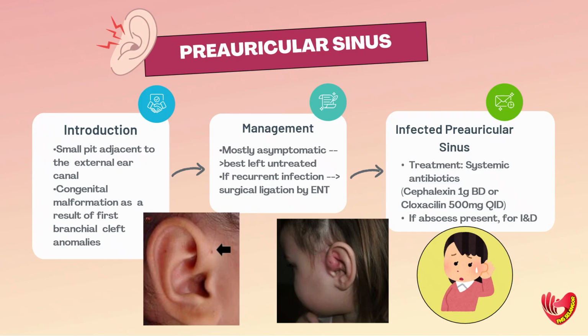However, if infection occurs, systemic antibiotics such as cefalexin or cloxacillin are prescribed. If an abscess forms, incision and drainage is necessary. For recurrent infections or persistent issues, surgical ligation may be required to close the sinus and prevent further complication.